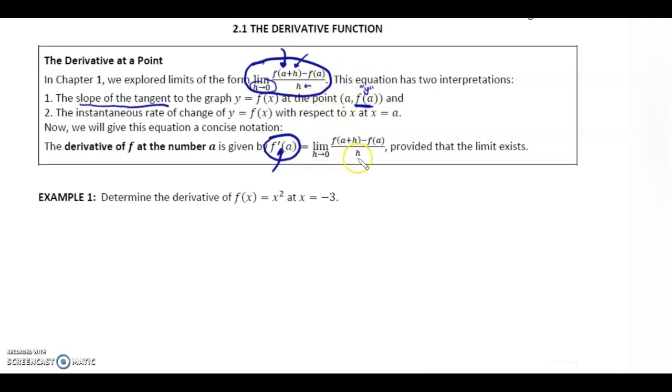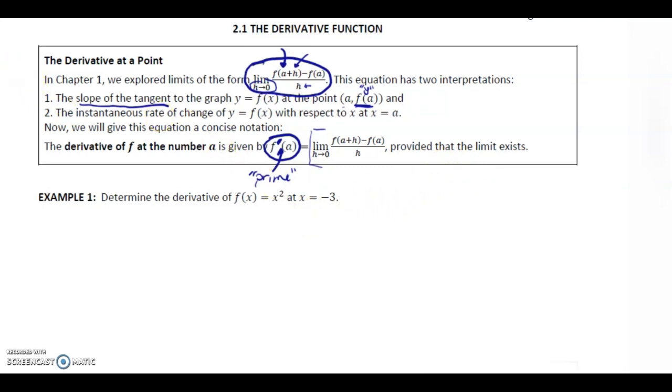And then the exact same formula. Up until now, we've only been writing it as the limit as h approaches 0. Now we're actually going to write it as f prime at a. We call that prime. And that's provided the limit exists.